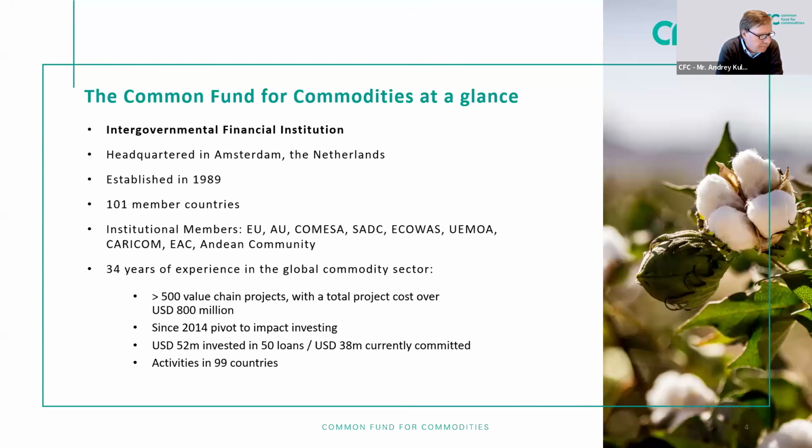Also, the CFC has a number of partner institutions as members, and that's the European Union, African Union, COMESA, Southern African Development Community, Economic Community of West African States, West African Economic and Monetary Union, Caribbean Community, East African Community, and the Andean Community. These are all regional organizations of international economic cooperation, so they participate in the deliberations and in the work of the Common Fund for Commodities.